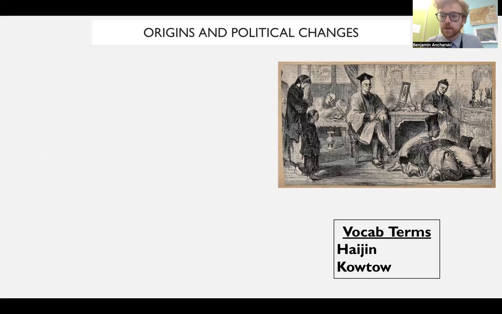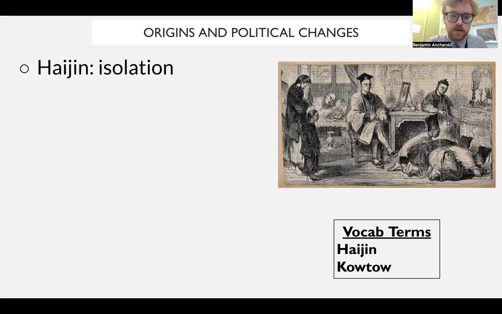But how else are we seeing changes under the Ming Dynasty? Well, we are largely going to see that the Ming, much like what we'll see in Korea and later on in Japan, are going to adopt a policy known as isolation.